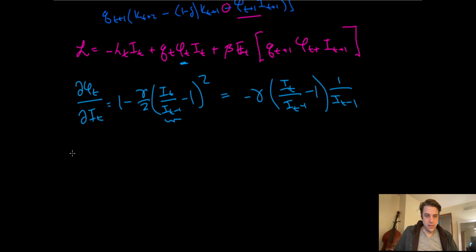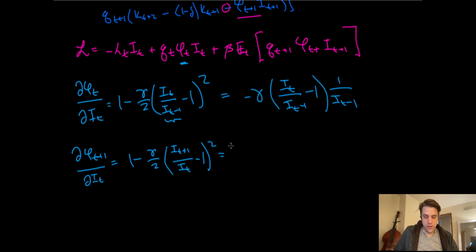And then for phi_{t+1}, because we also have this, still with respect to I_t. Now we're just going to increase the indices. So we'll have I_{t+1} over I_t minus 1, squared. And the derivative of this, once again, we'll have a minus gamma on the outside. On the inside, do the product rule here. The 2 becomes a 1. Everything on the inside stays. Derivative of the inside, we have constant I_{t+1} with respect to I_t. And then we have to take the derivative of 1 over I_t.